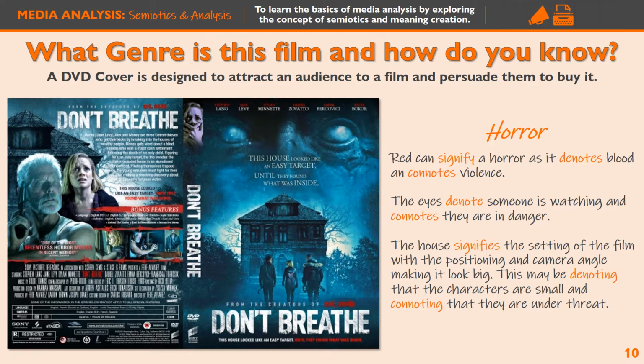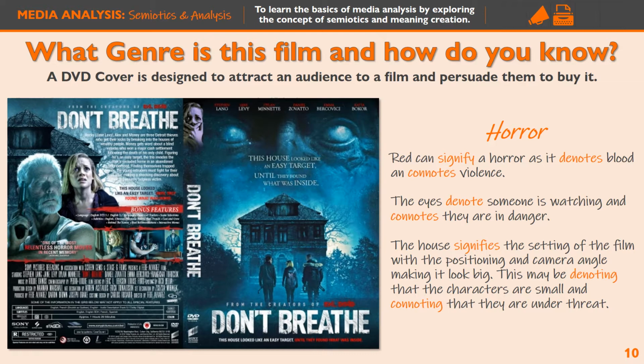The house, on its own, can signify the setting of the film. The positioning and the camera angle make the house look big. If you look at the relation between the characters and the house, the long shot of the camera being so far back and the position of them in the middle ground with the house in the background gives the positioning to make the house look so much bigger than the characters. Now I know a house is bigger than humans, of course, but it's supposed to be more intimidating. So we can denote that the characters are entering an environment that is bigger, metaphorically, than they are. But we can also connote that they are under threat or under danger.